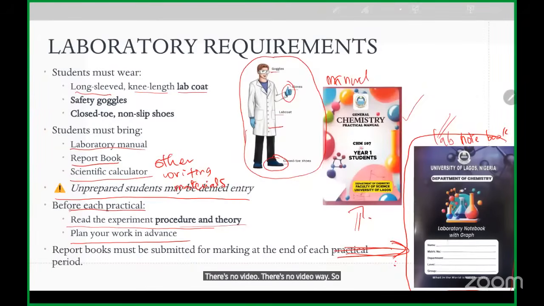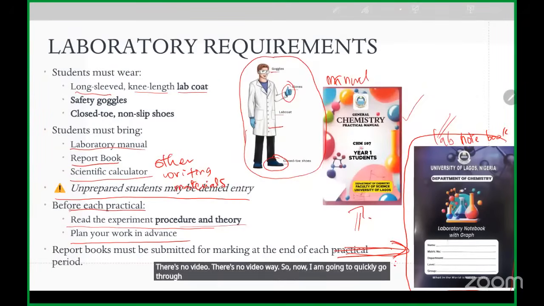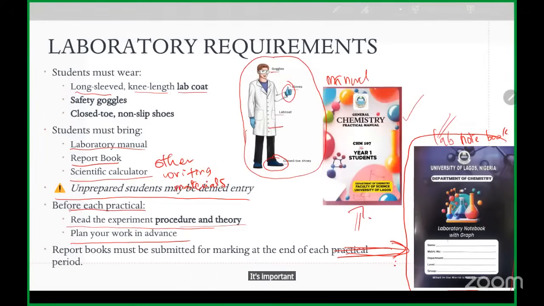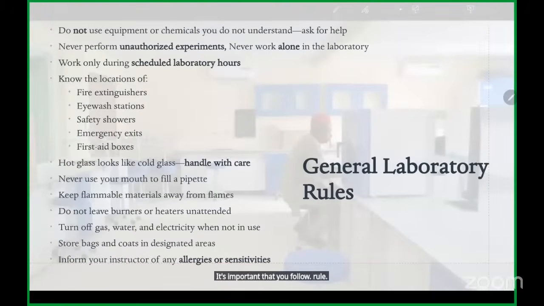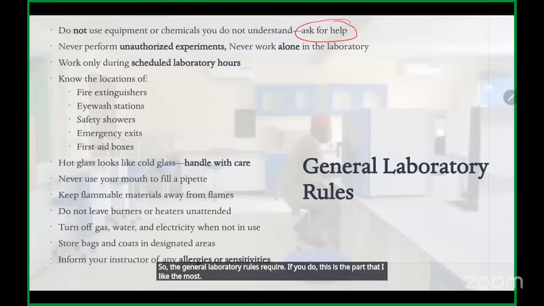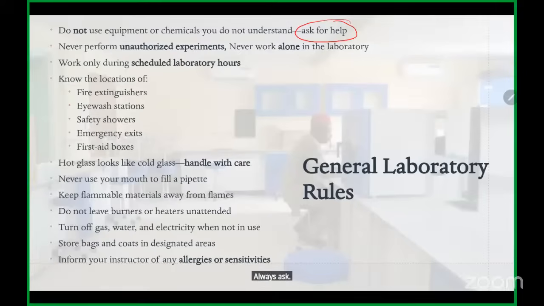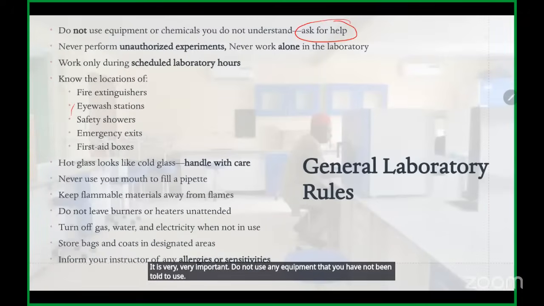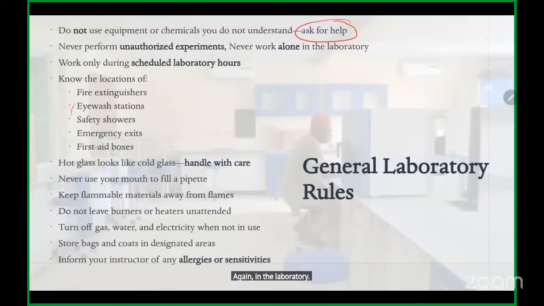So now I am going to quickly go through what is in your lab manual in terms of rules. I said in the previous video that it's important that you follow rules. The general laboratory rules require, this is the part that I like the most, always ask. Always, always, always ask. It is very important. Do not use any equipment that you have not been told to use. In the laboratory, this is not homework. You're not the only one present. There are many people there.